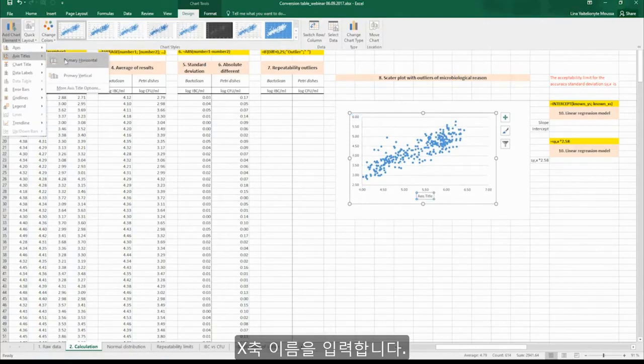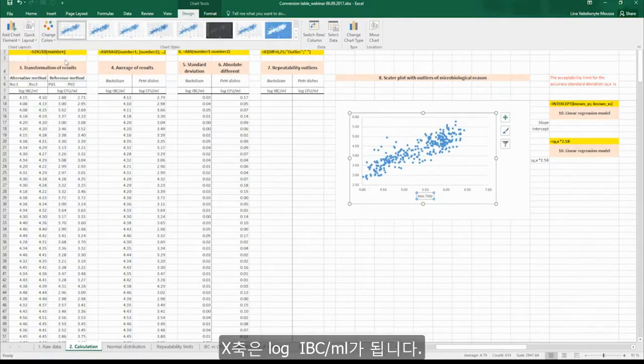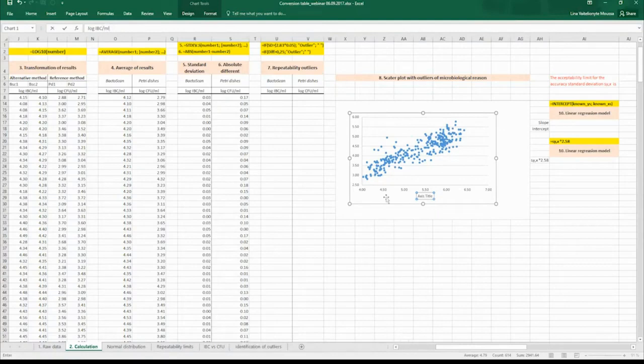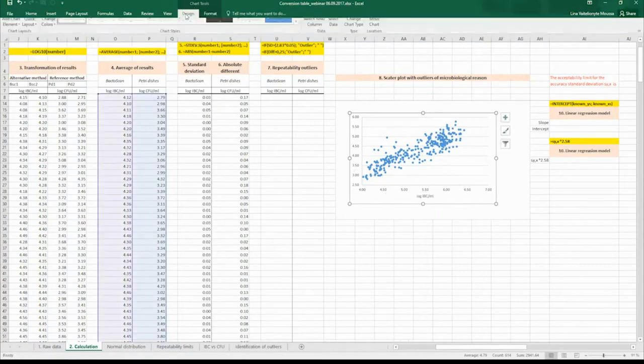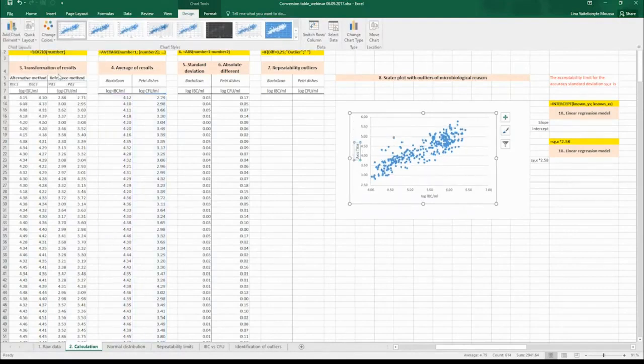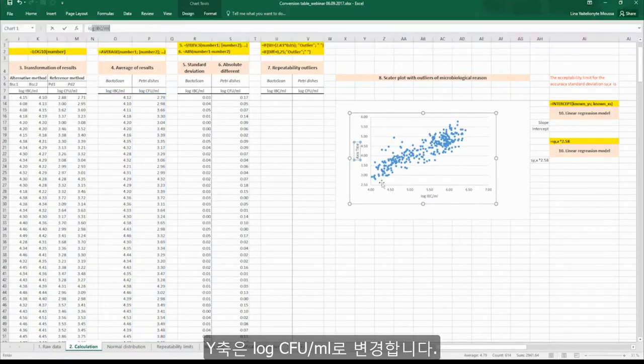And we will type axis titles. On the horizontal axis we have logarithmic IBC per milliliter. On the vertical we have logarithmic CFU per milliliter.